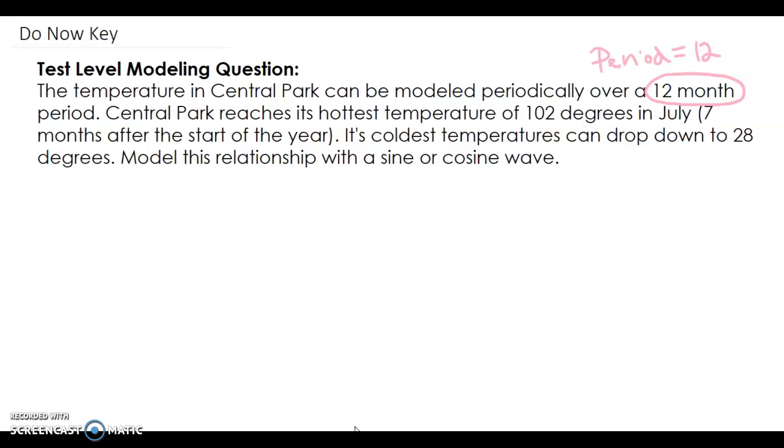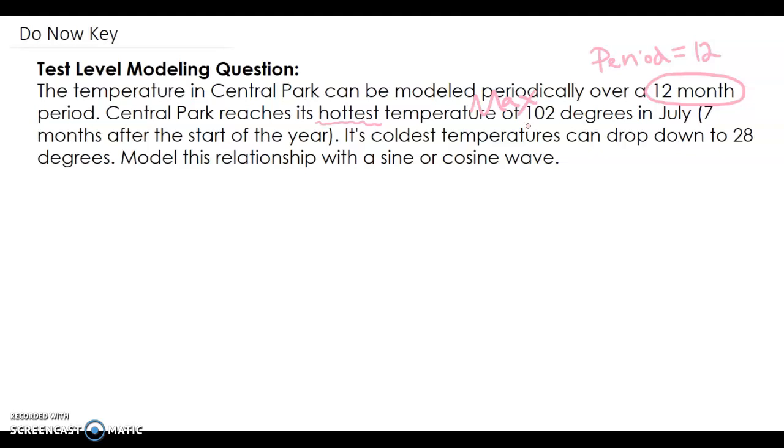All right, it says Central Park reaches its hottest temperature of 102 degrees in July. It's going to come with more practice in reading these problems, but the thing that really should stand out to you here is the fact that it tells you the hottest temperature is 102 degrees. You cannot get hotter than the hottest temperature. That is an extreme. And so that's telling us that our maximum temperature is going to be 102 degrees and it's going to occur in July, which is 7 months after the start of the year.